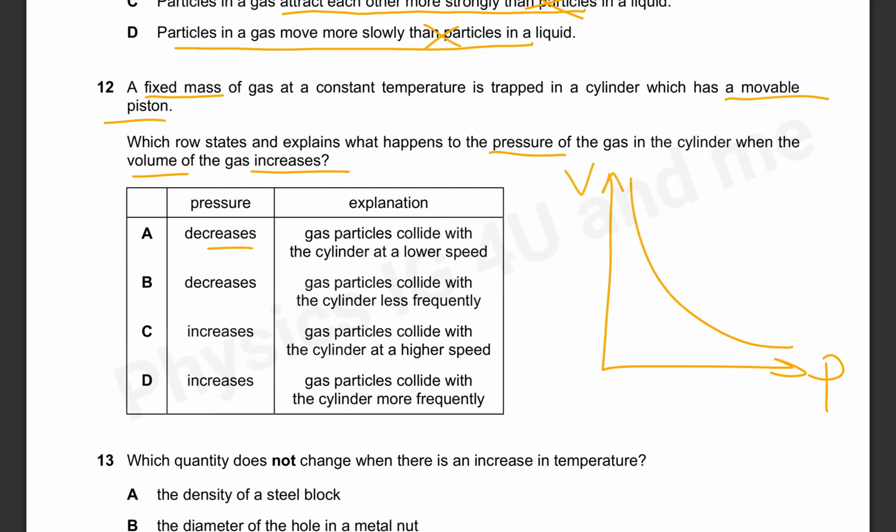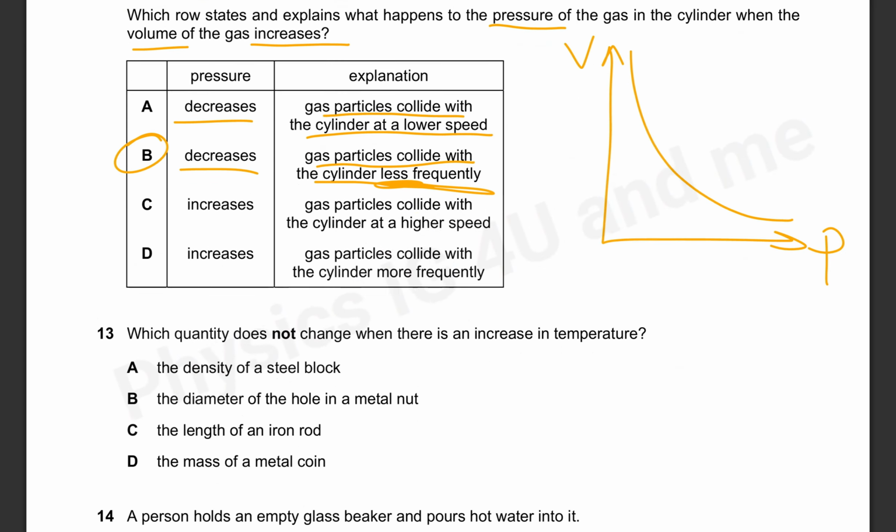It means we are here. The pressure will decrease. We are either in A or B. Now they are asking me the explanation. In A, they say gas particles collide with the cylinder at lower speed. In B, they say collide with the cylinder less frequently. Exactly, less frequently. There will be fewer collisions, which will cause the pressure to decrease.